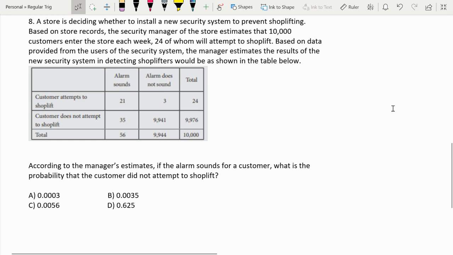All right, number 8. This is one of those problems that you guys like to skip because it's a lot of reading.